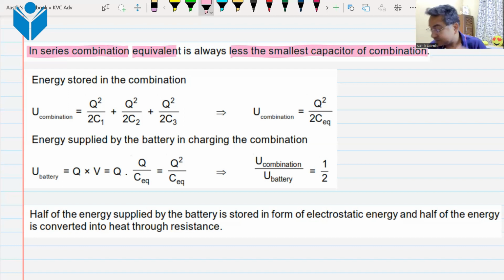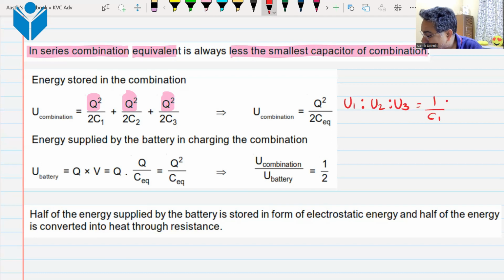Yes, sir. Energy stored. Now we have three formulas for energy stored: Q square by 2C, or half CV square, or half QV. Here Q is the same, so you can use this formula. Do we understand this? Yes, sir. So U of the combination can be written as Q square by 2C. You can also write U1 is to U2 is to U3 will be equal to 1 by C1 is to 1 by C2 is to 1 by C3. Are you able to understand what I am saying here?